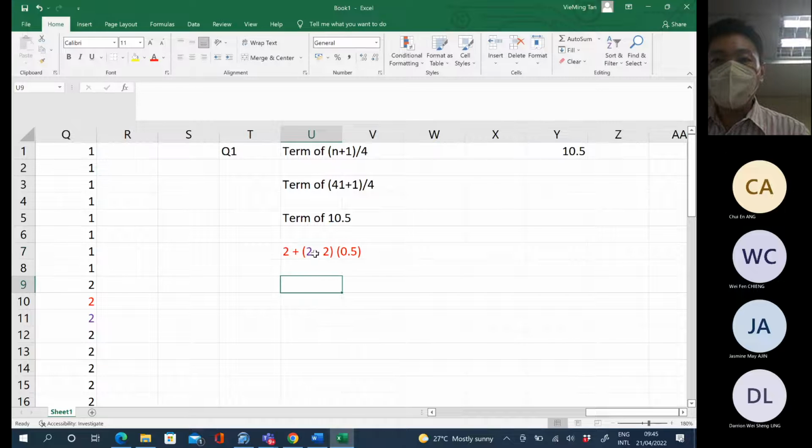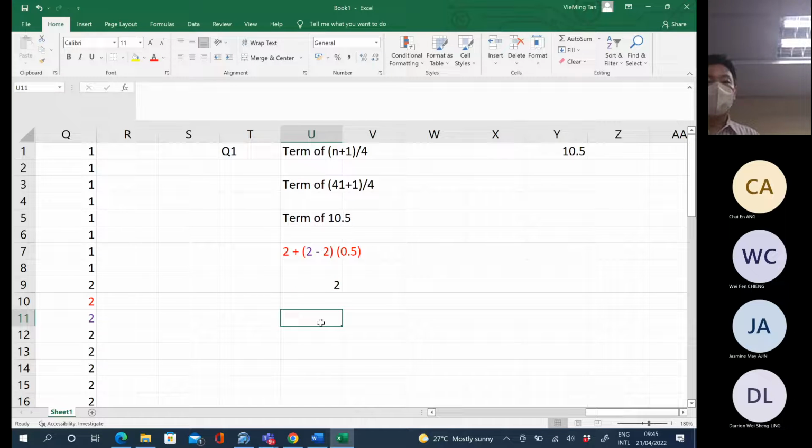So we know that, right? 2 minus 2 is equal to 0. 0 multiplied 0.5 is 0 also. So 2 plus 0, 2 plus this part, the whole thing is 0. So you get 2 positive. Okay. Answer is 2.